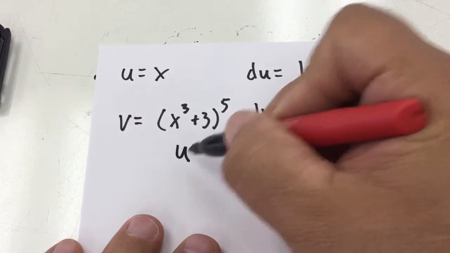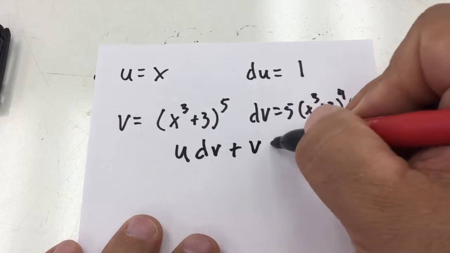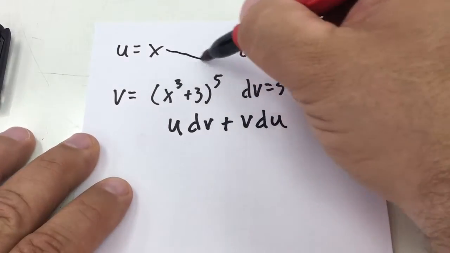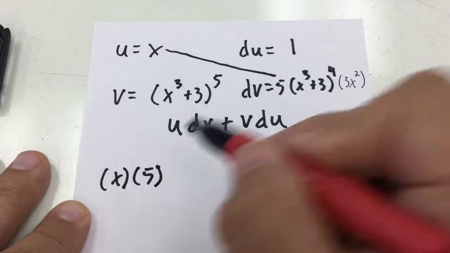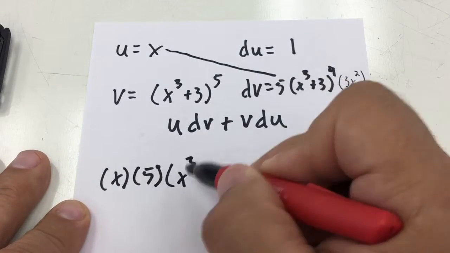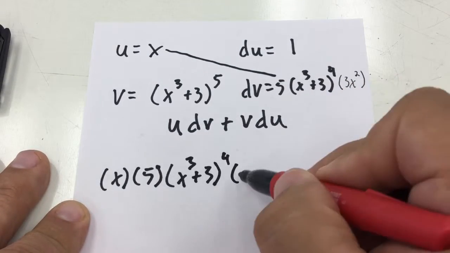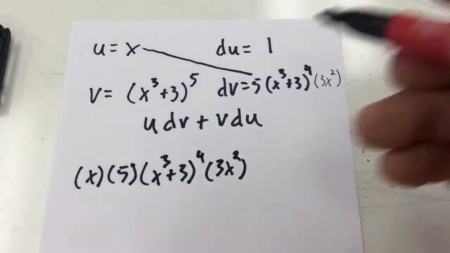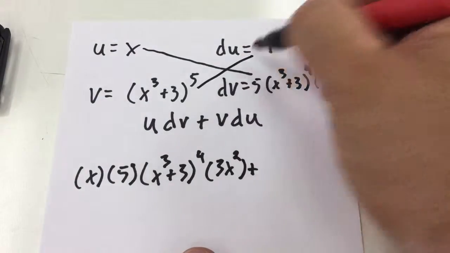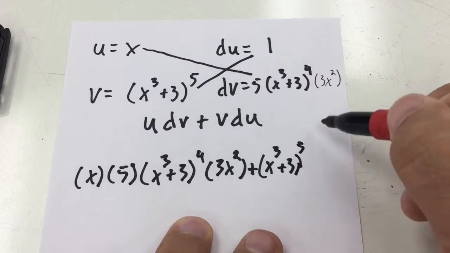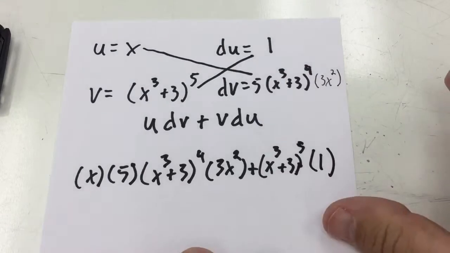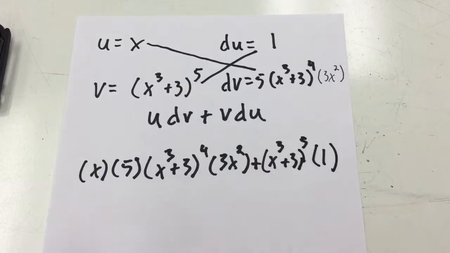My product rule says that I have to do u dv plus v du. So u times this monster is going to be x times 5 times (x cubed plus 3) to the 4th times 3x squared, plus v du, (x cubed plus 3) to the 5th times 1. I'm sure you could simplify that, but we don't have to.